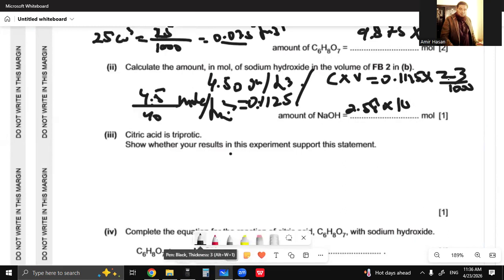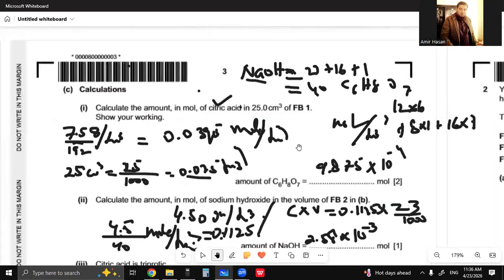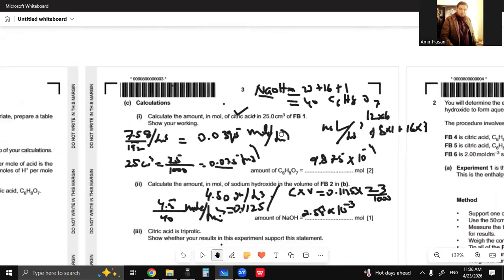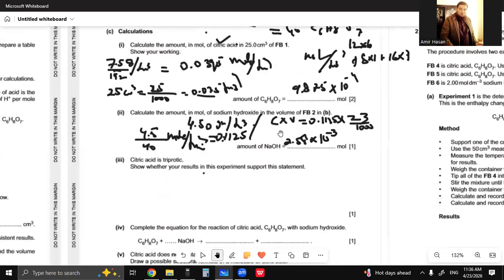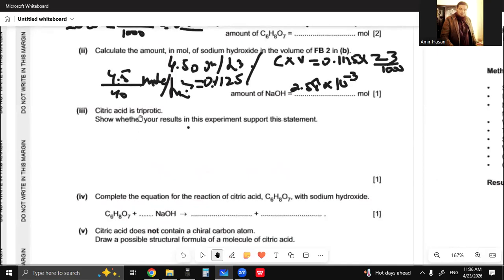Now you get the moles of sodium hydroxide, and this type of question comes in every paper. Okay. If you get complete knowledge of this solution part, it means you can solve all the papers. Now next: citric acid is triprotic.